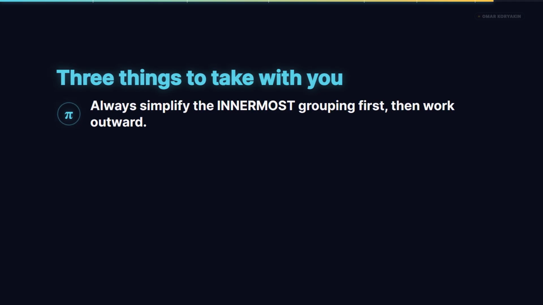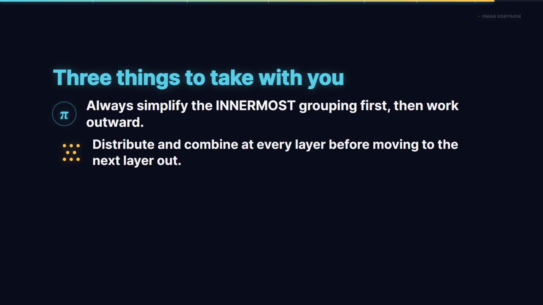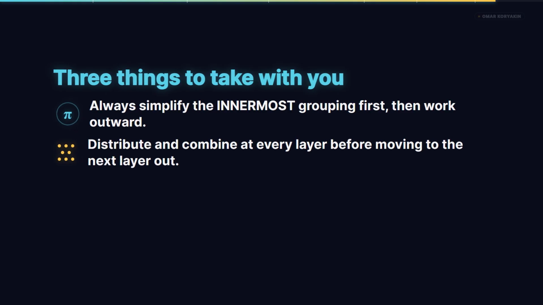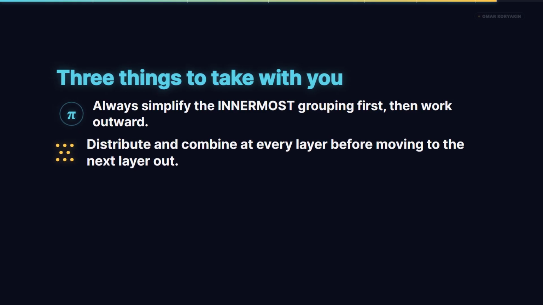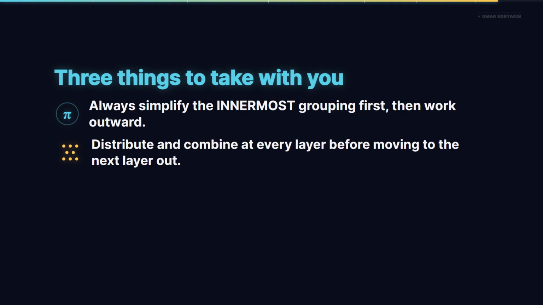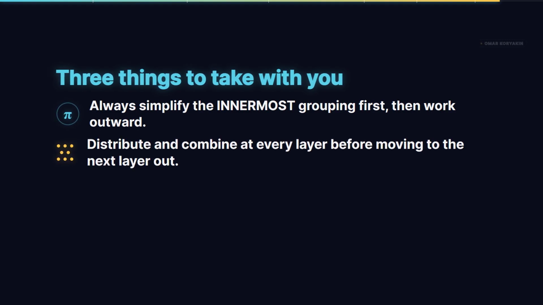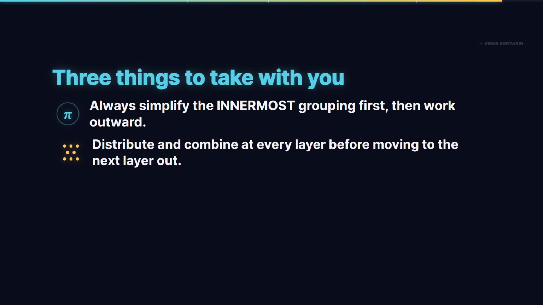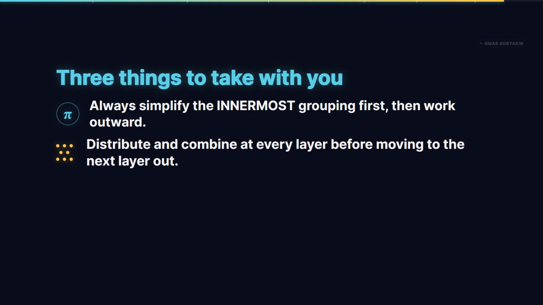Second, distribute the relevant factor and combine the like terms at every layer before moving to the next layer outward. Each layer typically requires 1 distribute step plus 1 combine step. Skipping either step in any layer leaves the expression partially simplified and usually produces an incorrect final answer.